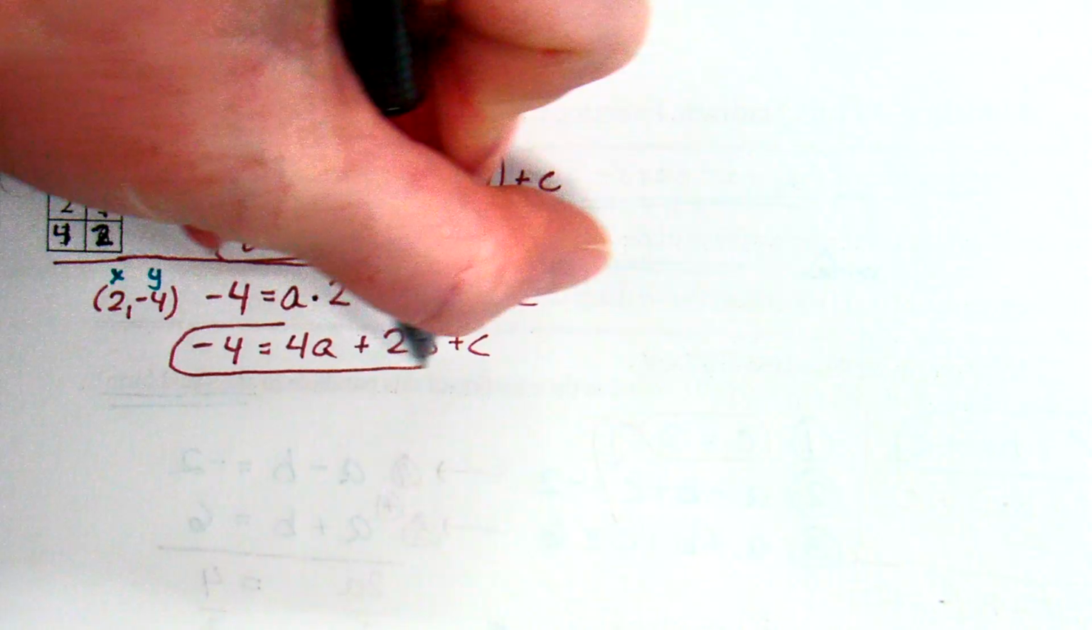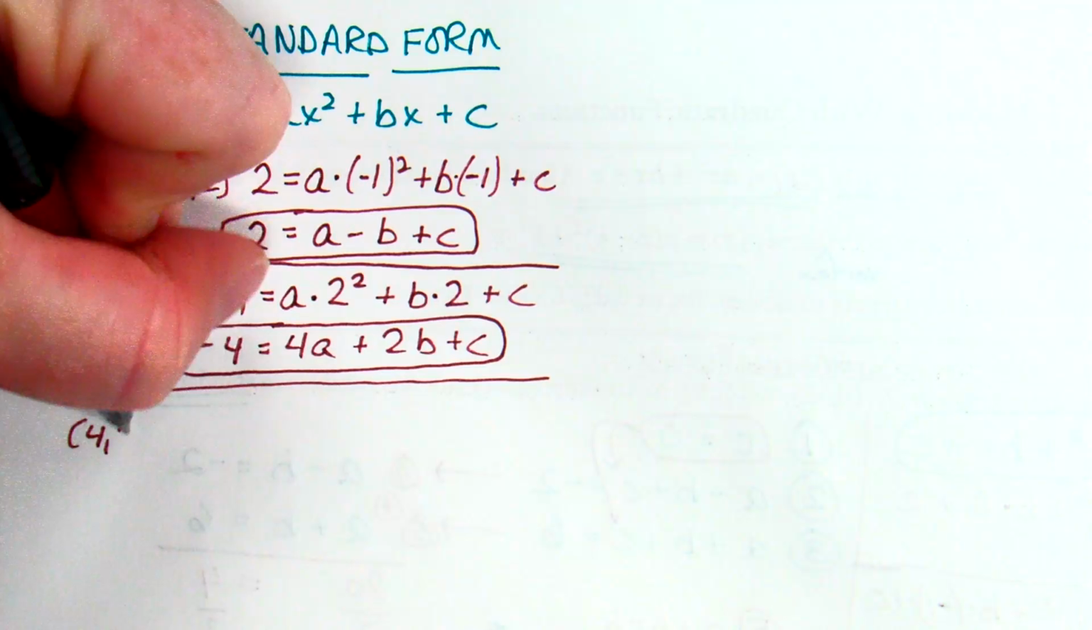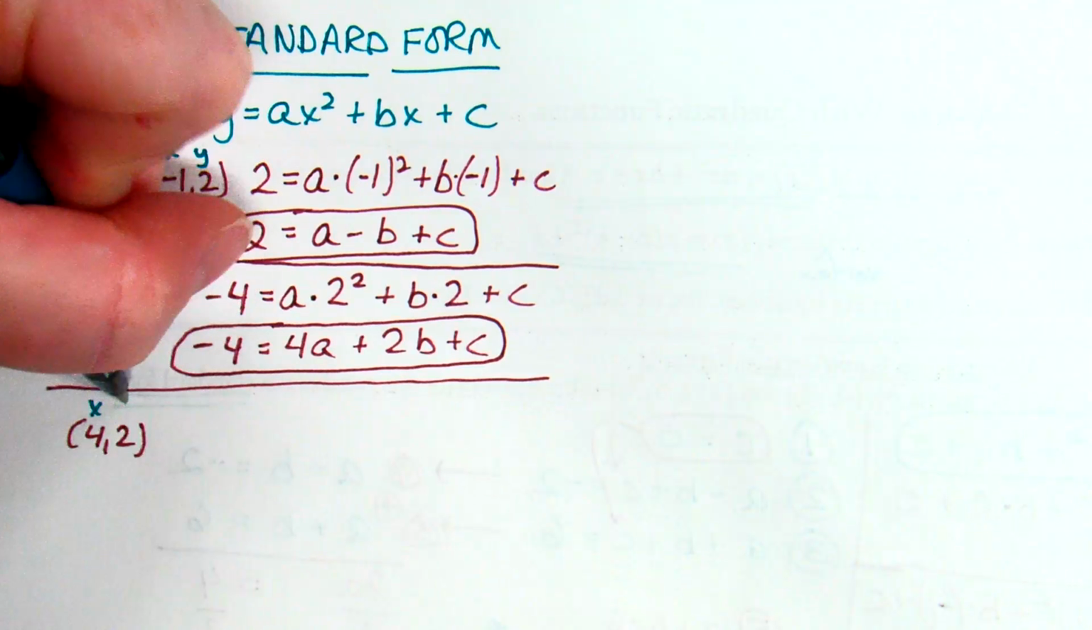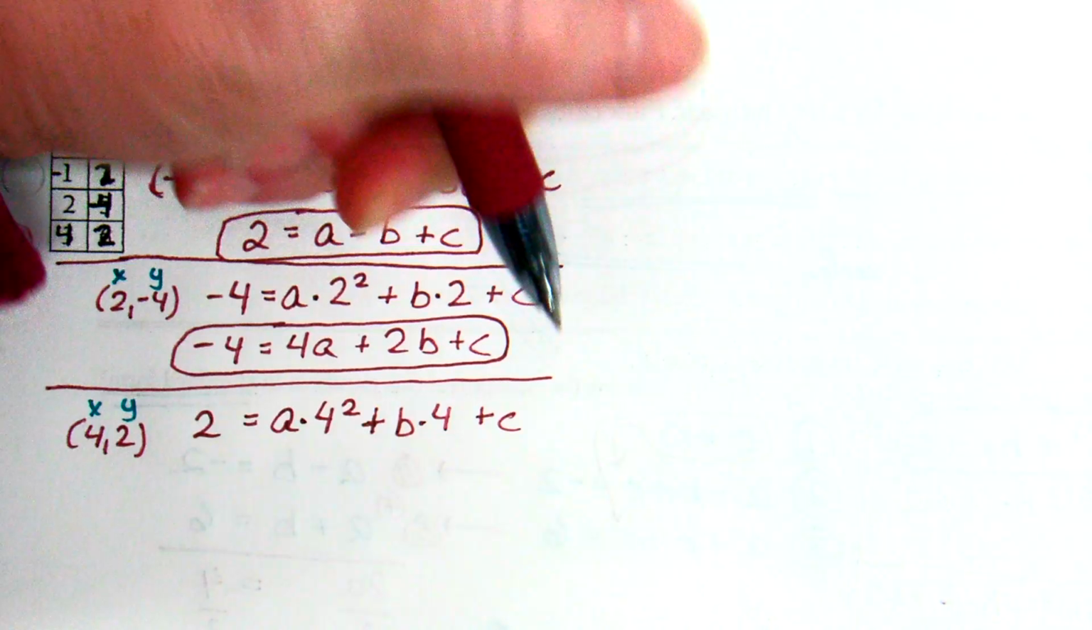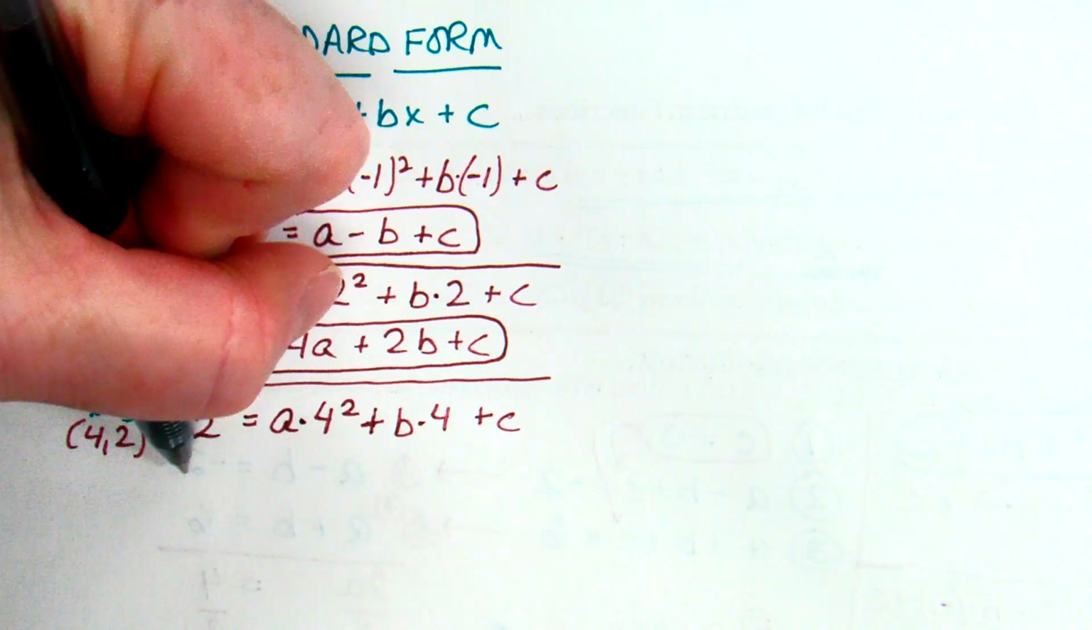And the ordered pair 4, 2. 4 is my X, 2 is my Y. Y equals 2 equals A times X squared, so A times 4 squared, plus BX, so plus B times 4, plus C. 2 equals 16A plus 4B plus C.